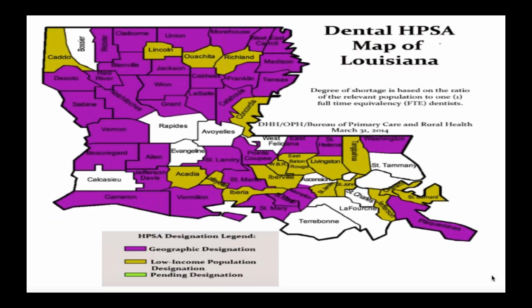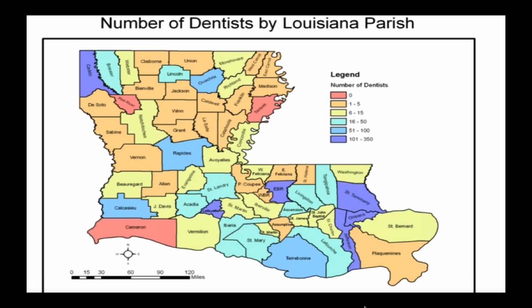So here's a map of the health profession shortage areas for dental health. The purple is the areas of healthcare shortage, the areas that are adequately provided with dentists are not shaded, and the green areas are the low-income populations. So as you can see in Louisiana, we have a lot of areas with a shortage of dental care, as well as a lot of low-income patients. Here is a map released in 2011 by the Louisiana State Health Department, which looked at the number of dentists by Louisiana parish. As you can see, there are 3 parishes that do not have a dentist in their parish, and other areas with 1 to 5 dentists.